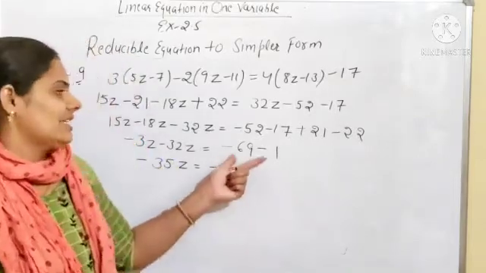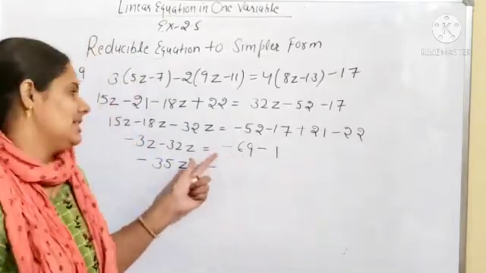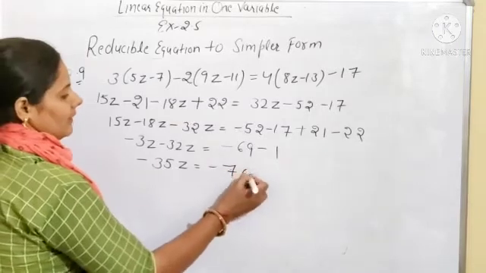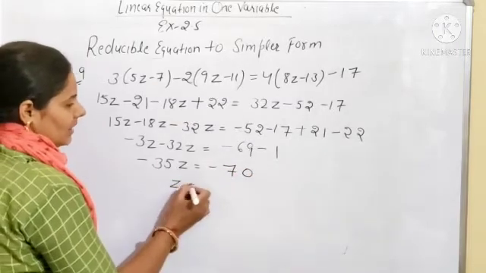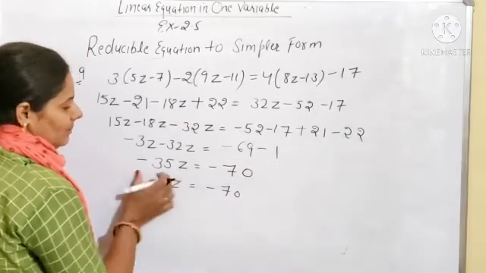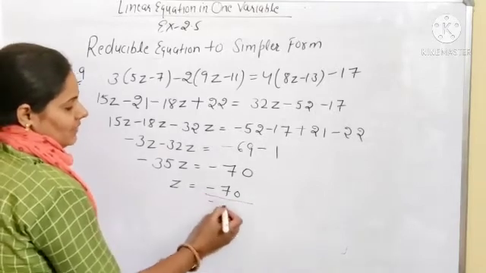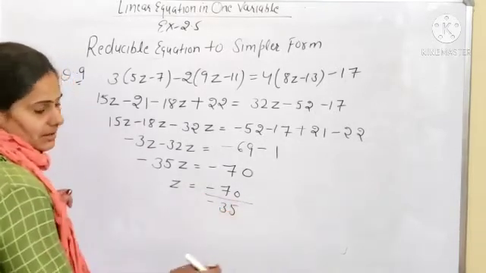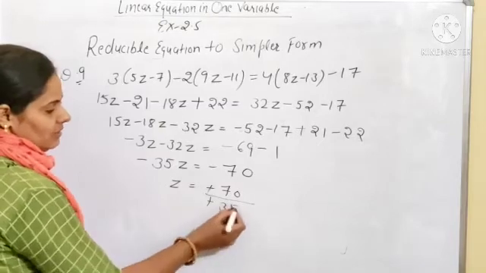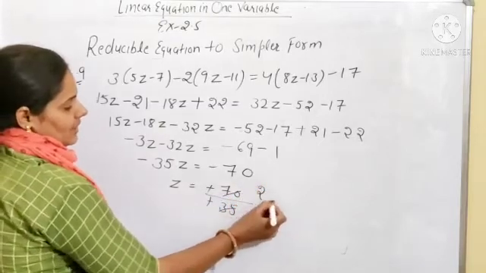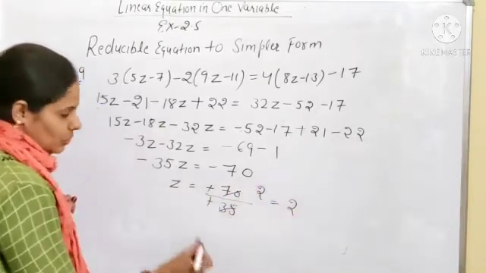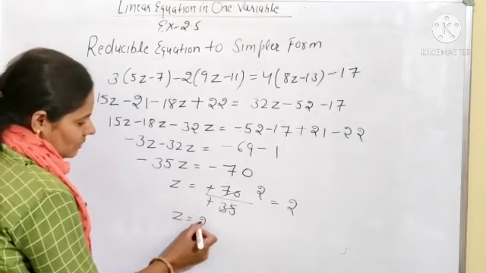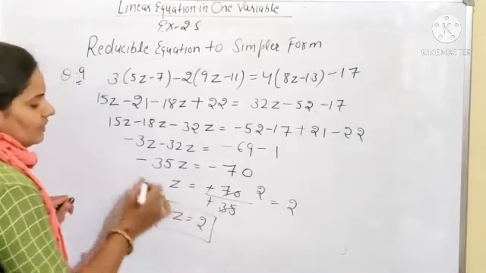Okay. But what is the greater number sign? Greater number sign is negative. So it will be minus 70. Clear? Now z will be equal to minus 70 upon minus 35. Minus 35 you will take right hand side, so it will come in division. Clear? Now minus and minus cancel out, and 35 2s are 70. So you are getting 2. So what will be the value of z? You can say z will be equal to 2.